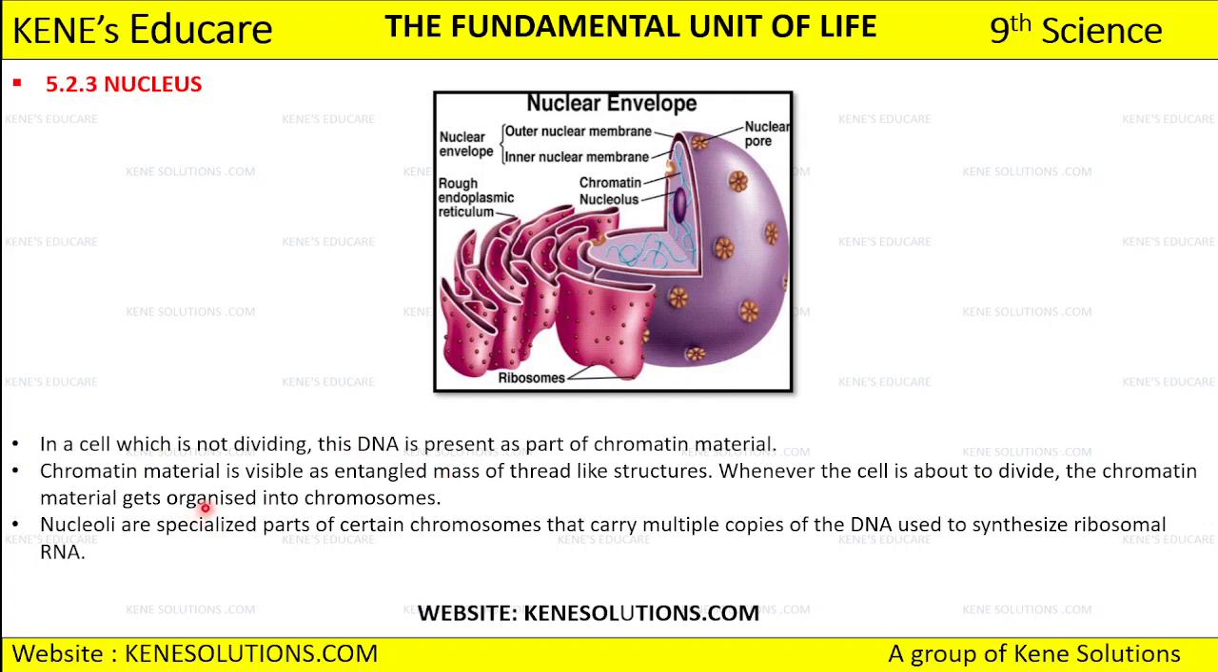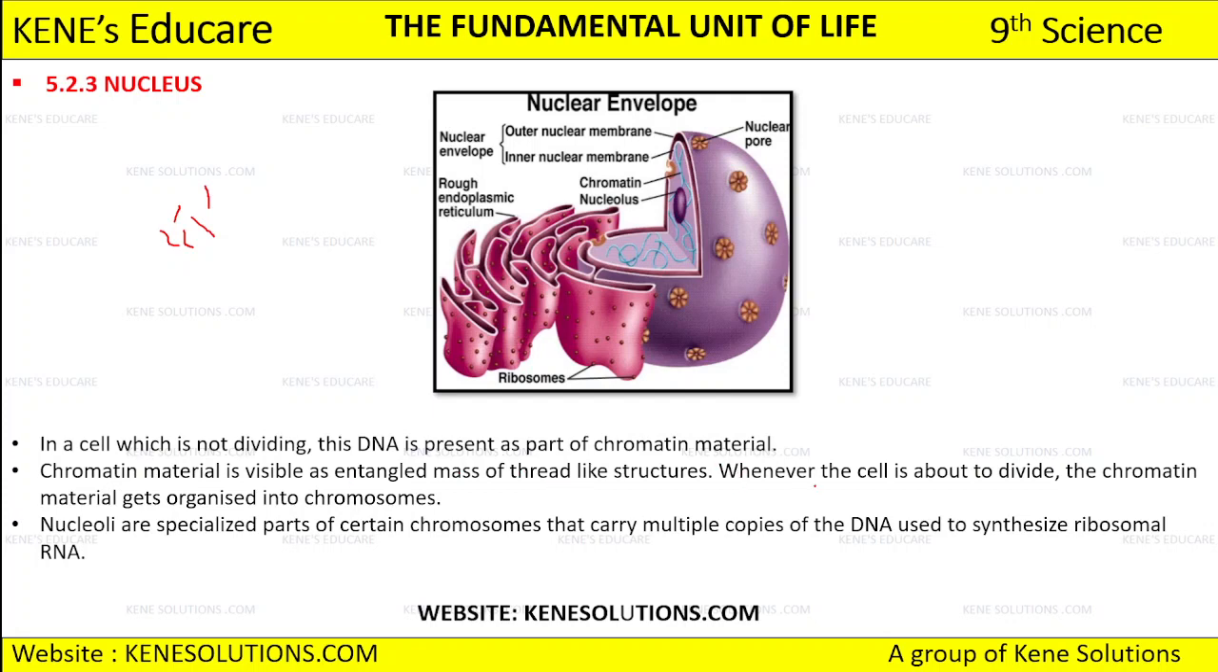So this chromatin material is visible as an entangled mass of thread-like structure. तो हमारा क्रोमैटिन कैसा दिखता है पता है आपको? The chromatin is like this, thread-like structures are called chromatin. तो ऐसा क्रोमैटिन हमारे डीएनए के अंदर प्रेजेंट होता है. Okay, so this chromatin looks like a thread-like structure.